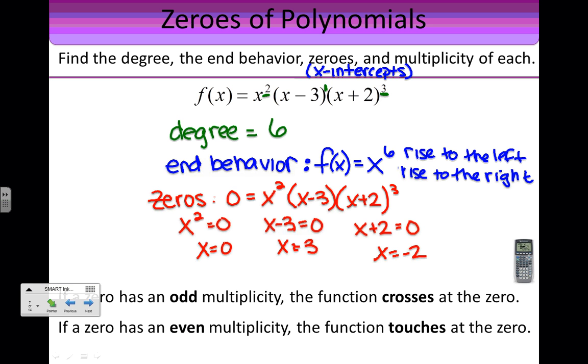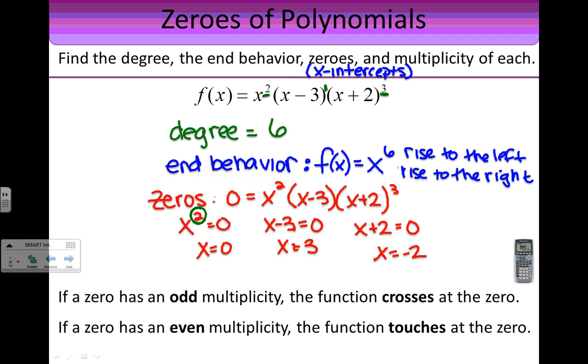All right, the multiplicity. If a 0 has an odd multiplicity, the function crosses at that 0. If a 0 has an even multiplicity, the function touches at that 0. So multiplicity means how many times that 0 occurs in the function. So for my x is equal to 0, since this came from an x squared, that means that 0 occurs twice in my function. It has an even multiplicity. So it touches the graph at 0.